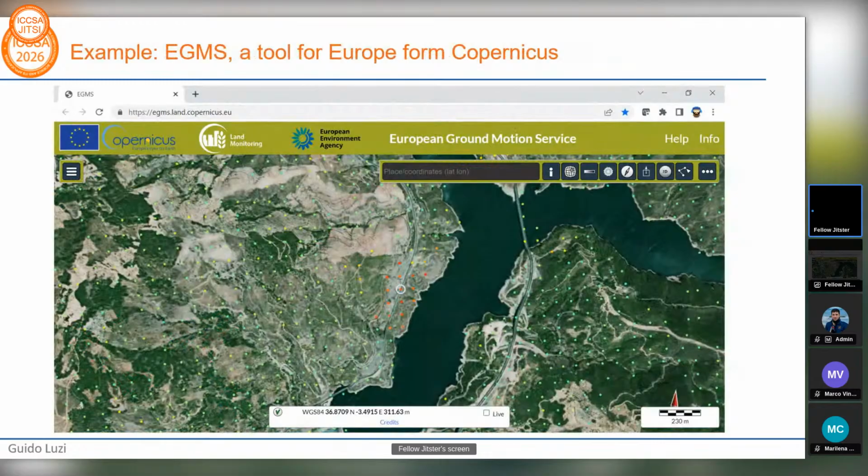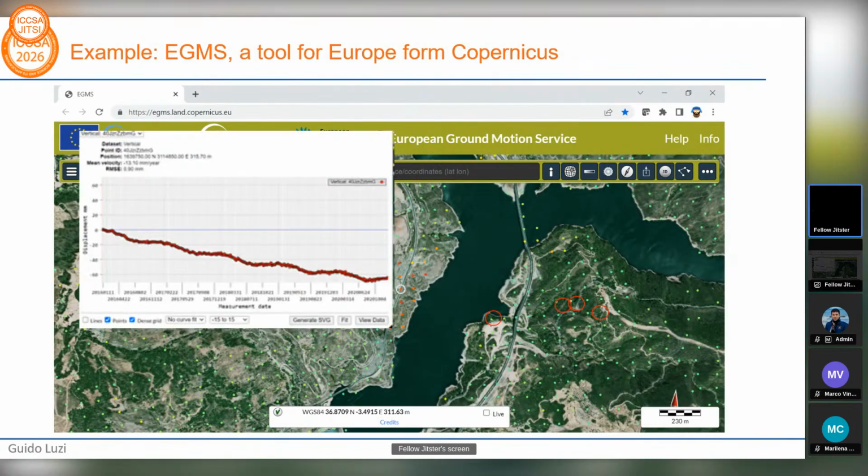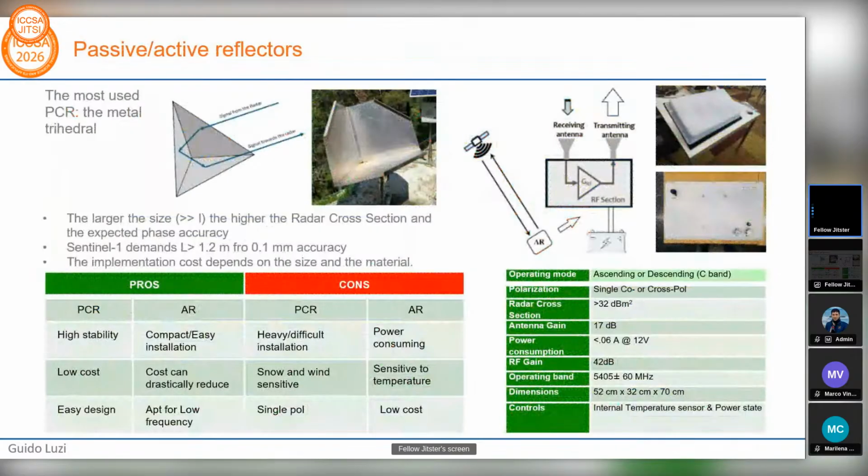Just to give you an idea of how operative this is in interferometry, this is an example of the European Ground Motion Service, a tool developed for Copernicus. In this case, you have a map of most of Europe, and for each point, you can have a temporal series of the deformation. This is very useful for applications, but not always is this possible, and so sometimes we need to put some reference point in a glacier, for example, or in an area covered by vegetation.